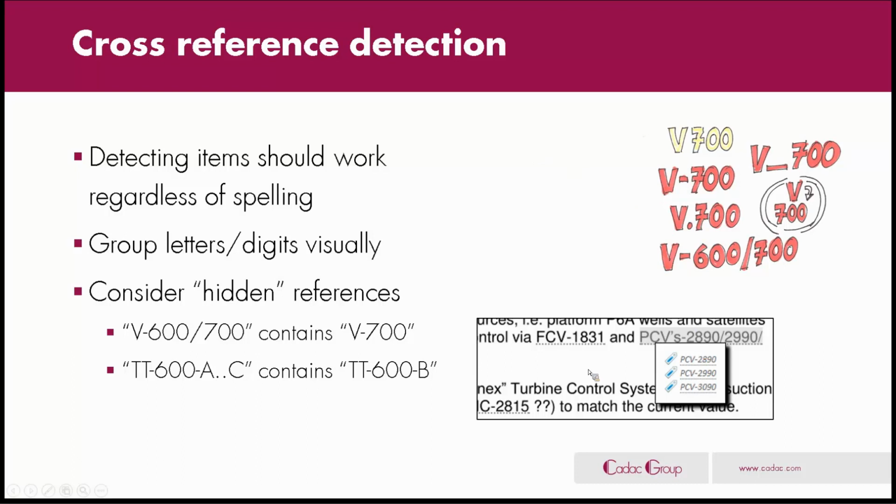So below here is a little snapshot that says this could be from a manual from an EPC provider that is referring to multiple PCVs, right? So it says in the documentation 2890, 2990, but that actually means 2890, 2990, and 3090, right? Because that's something that the system would pick up. And if somewhere it's listed as V-600/700, we understand that this reference contains a reference to V-700. And that's because of the intelligence that we have in the engine.